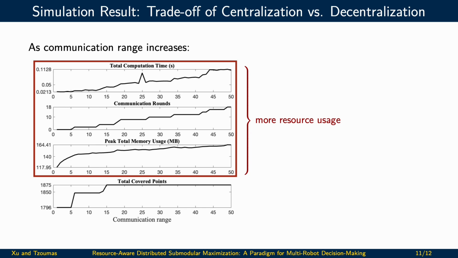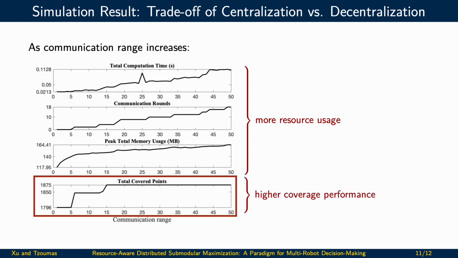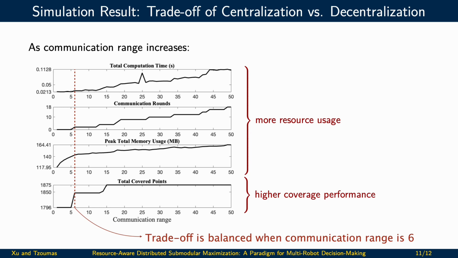The simulation results show that as the communication range increases, or equivalently, as communication becomes more centralized, more resources for computation, communication, and memory will be used. At the same time, the coverage performance will be better. This is expected since as communication becomes more centralized, the robots will have fewer non-neighbors, and coin will approach 0. Moreover, after plotting this graph, we know that when communication range is 6, the trade-off of centralization versus decentralization is balanced. That is, the robots can achieve a pretty high coverage performance while consuming very few onboard resources.